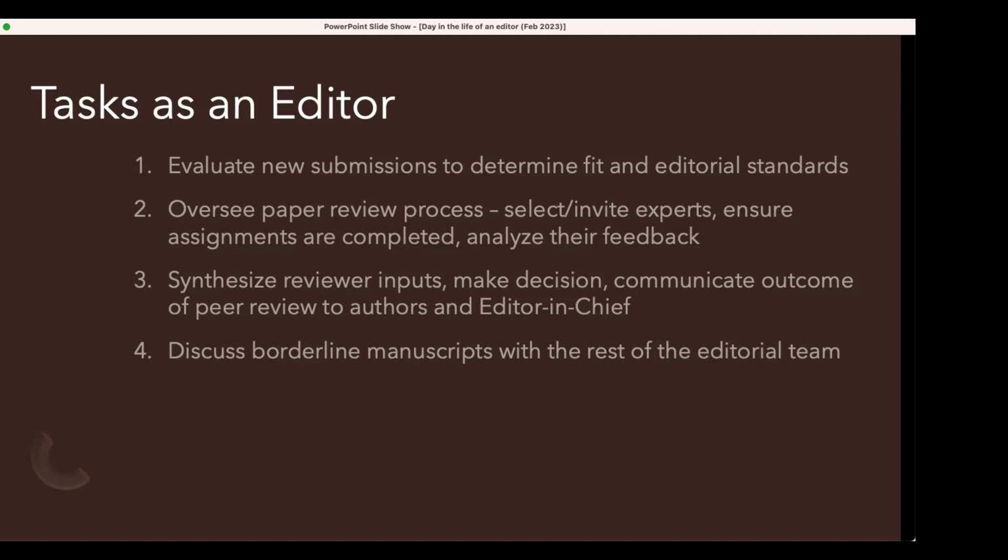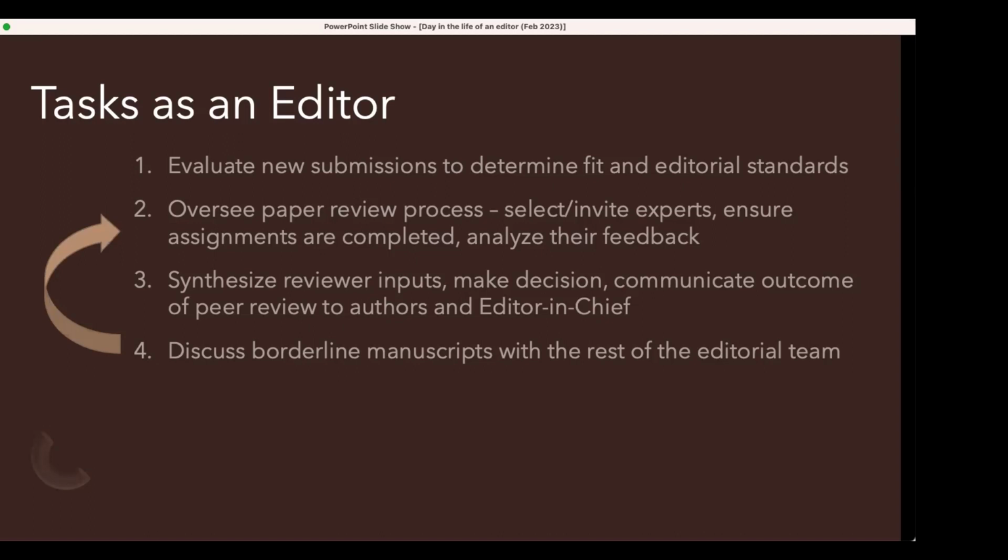And it's not just borderline cases, but at least in the Radiology AI journal, as many of you have experienced by participating in our editorial board meetings, we actually discuss any paper that ultimately we think could be accepted, so that, standards-wise, we want to be consistent in what we're accepting, and make sure all the editors are aware of what papers are being published.